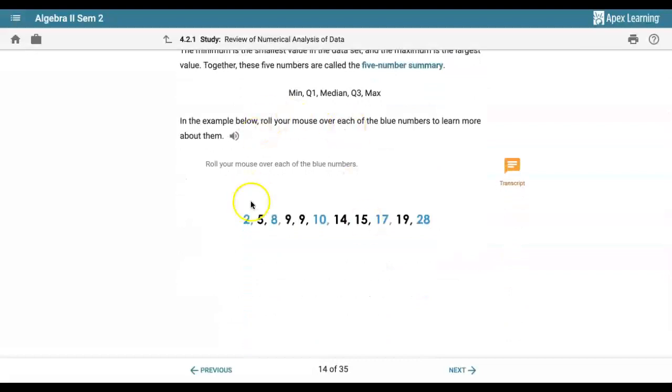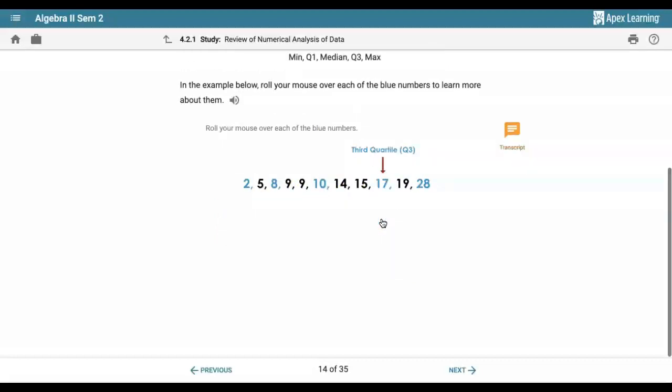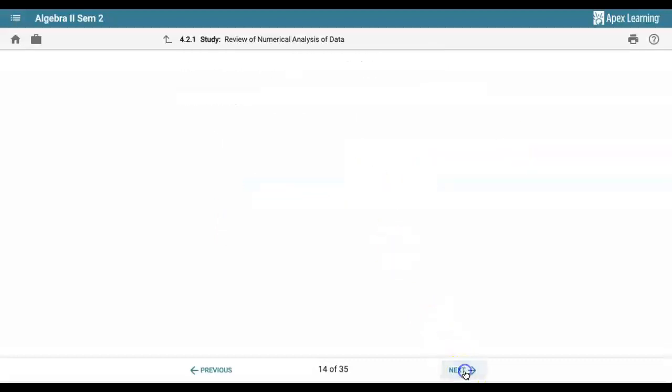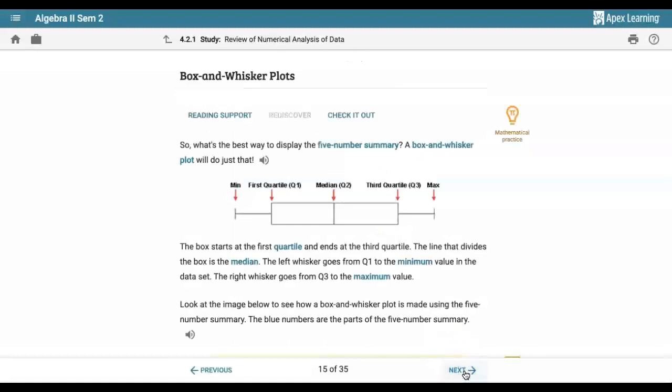If we look, 2 is going to be our minimum, 28 is going to be our maximum, and 10 is going to be our median. It's halfway between these values. Then if I look at this set, halfway between is going to give me 8 as my first quartile. Looking at 14 through 28, 17 is going to be halfway between, and that's going to give me my third quartile. Again, that tells us a lot about our distribution.